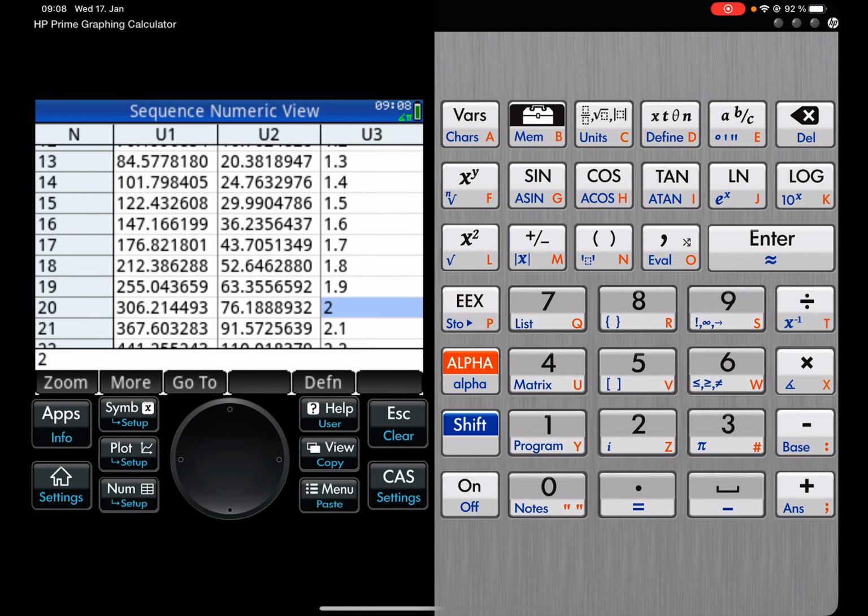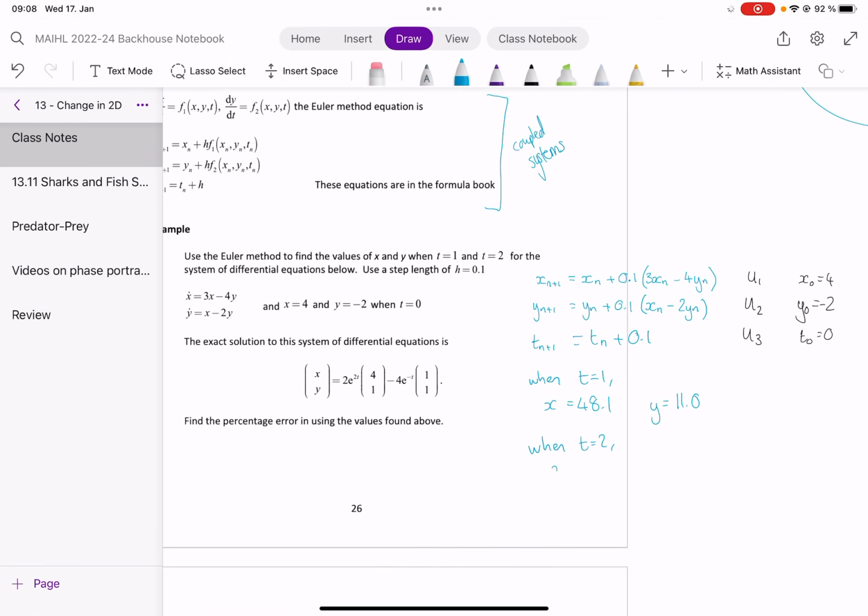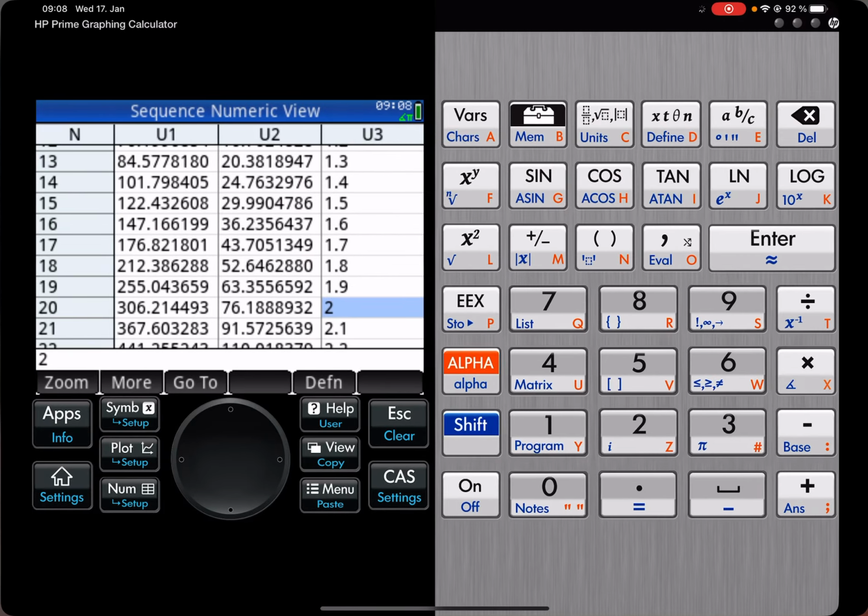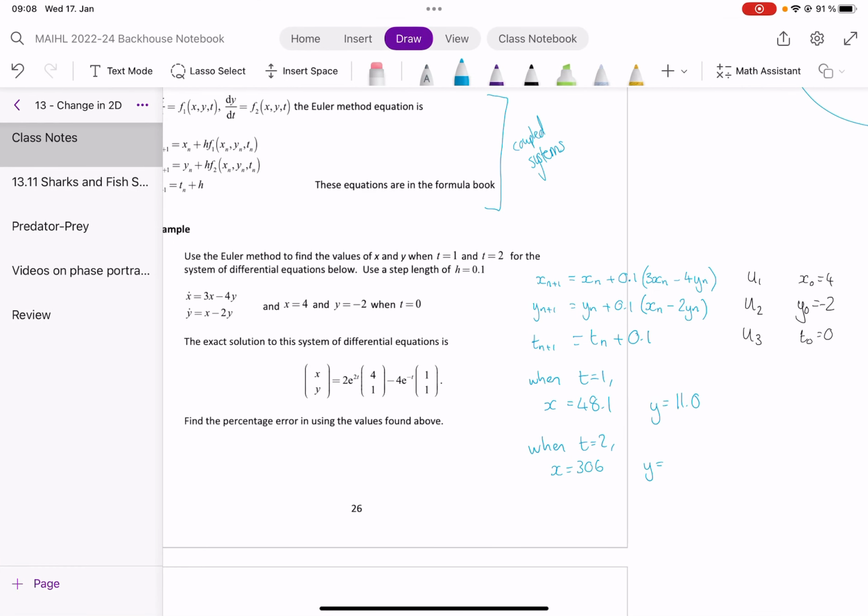So I'm going to scroll down: x equals 306, and y equals 76.2. Okay, so that is using Euler's method. Obviously, the smaller the step length, the more accurate our results are going to be. But it requires more time for the calculator to do it, and it requires us to scroll through more. But yeah, it will give us some more accurate results.